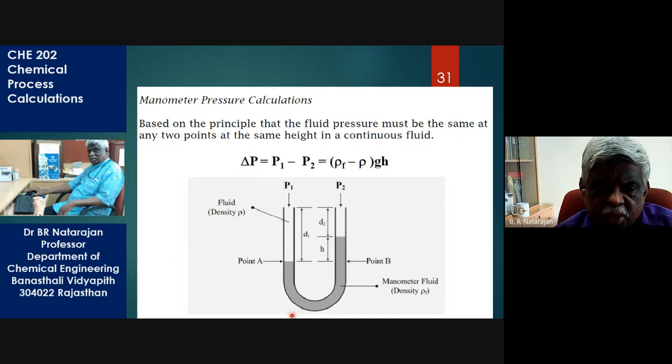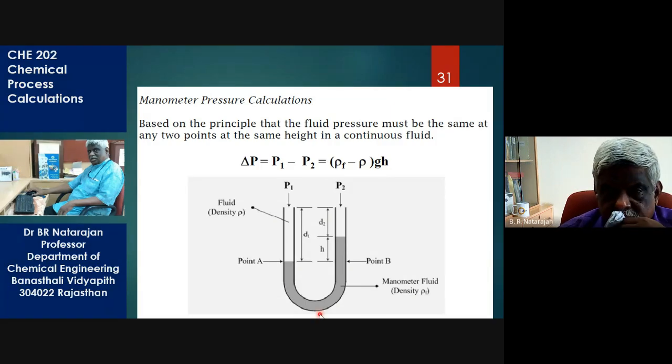Here you see this picture. You have the fluid of density rho, normally air, and this point A and this point B. This is your total height d1, and this is your total height d2 plus h. And the manometer fluid has a density rho F. So this is the basic picture of a manometer.